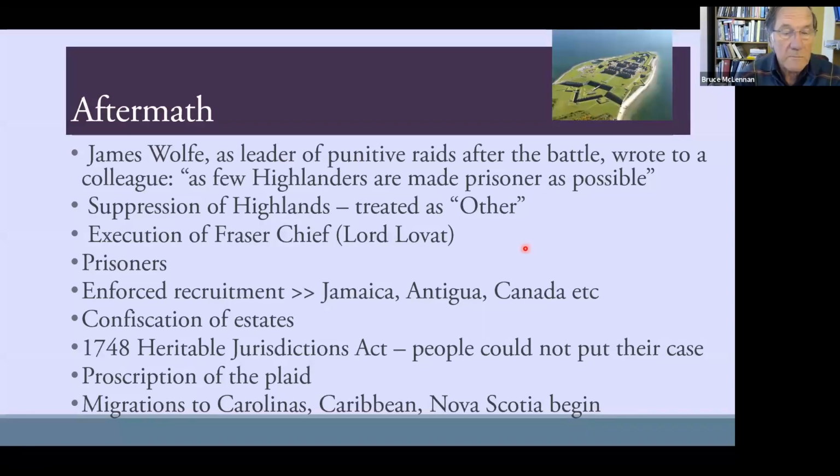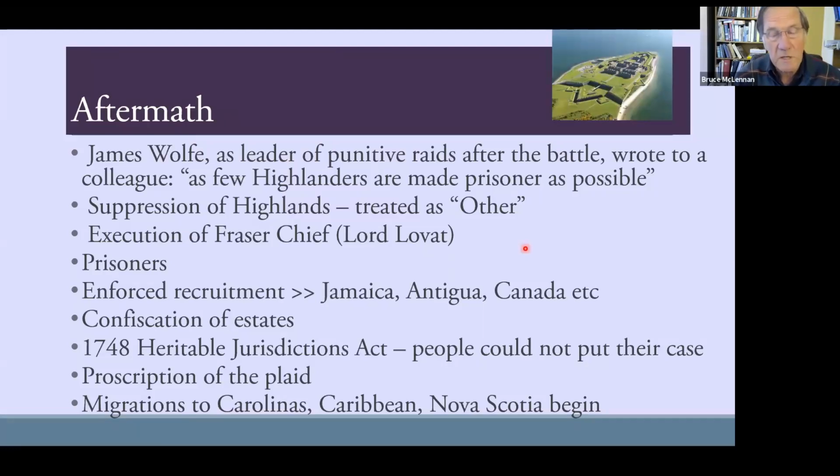A lot of people were taken prisoner, great numbers, many thousands, many of whom were granted remission from being a prisoner, were let out if they would agree to enlist, and then they were sent off to hellholes like Jamaica and Antigua and places where they were expected to die or be chopped up in battles in North America. So it wasn't a very happy outcome to accept this offer of being recruited into the army.